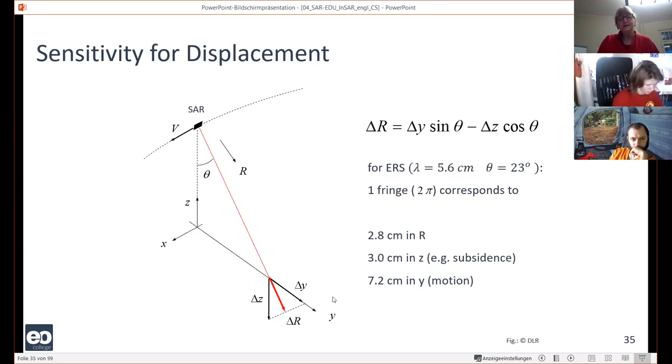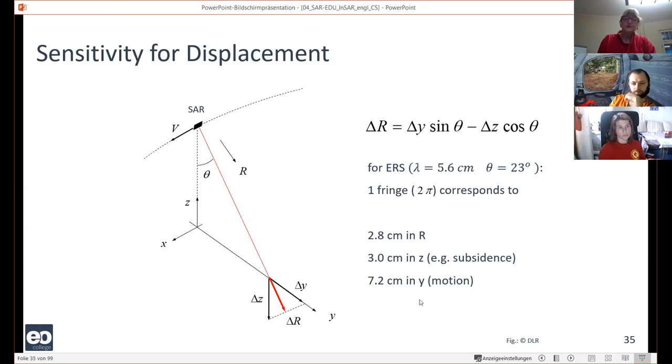Okay, and then some numbers here for the sensitivity to displacement. This is an example for ERS with a wavelength of 5.6 centimeters, C-band, and a medium incidence angle of 23 degrees. Here you see the different sensitivities: 2.8 centimeters in range, in the line of sight direction, 3 centimeters in Z, vertically to the Earth's surface, and 7.2 centimeters in Y, the lateral motion away from the nadir line. It's always surprising, given that our wavelength is 5.6 centimeters, that the sensitivity to geometric changes is in a sub-wavelength domain. It's about half the wavelength.